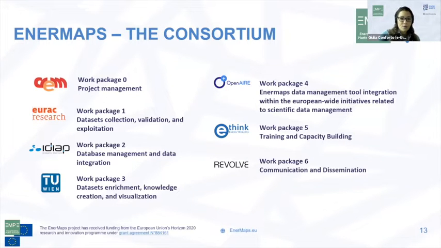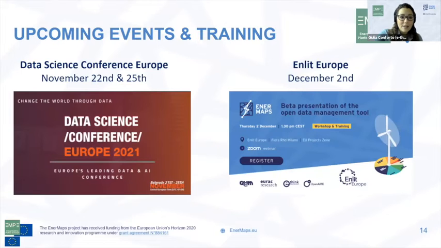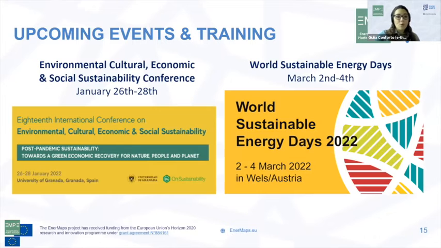These are the consortium partners: CREM, URAC Research, EDAP, TUV, OpenAir, eThink, and Revolve have contributed and are contributing to the development of the EnerMaps project. And these are the upcoming events where, if you are interested, you could attend further training. One will be at the Data Science Conference Europe at the end of November. One will be at ENLIT in Milan at the beginning of December. One will be at the end of January at the Sustainability Conference in Granada, and one will be in Wels, Austria at the World Sustainable Energy Days.